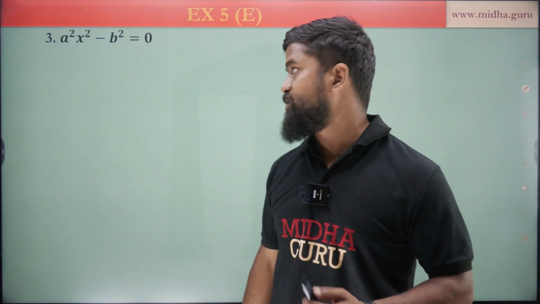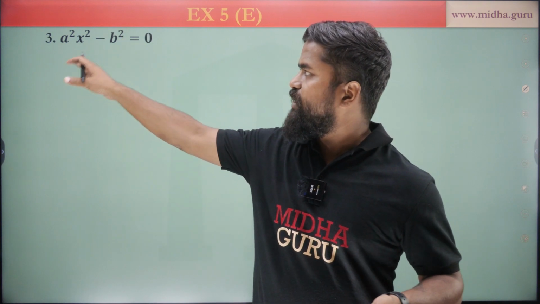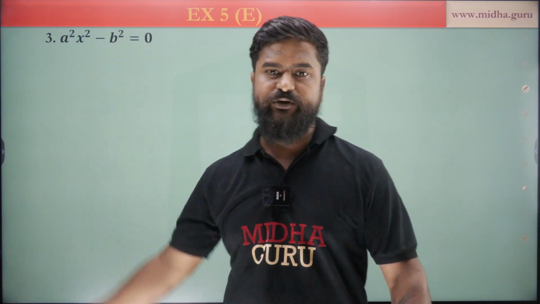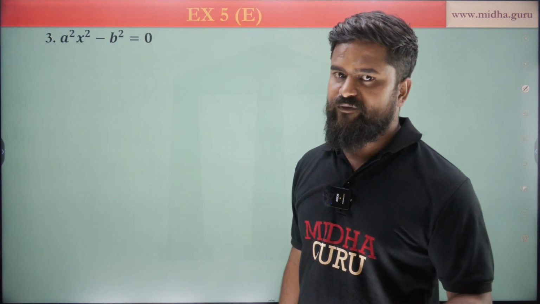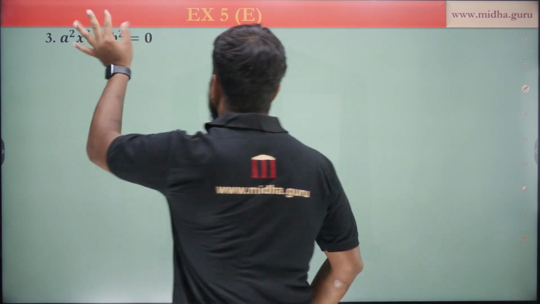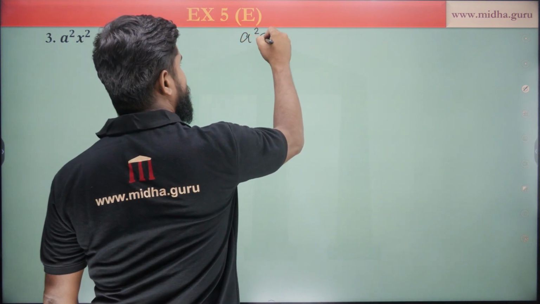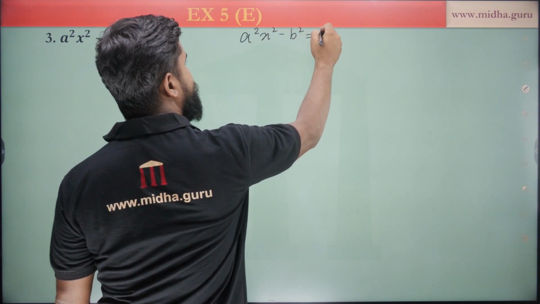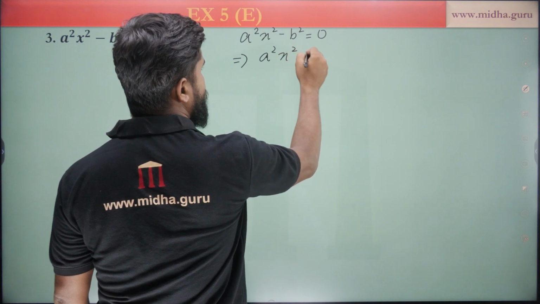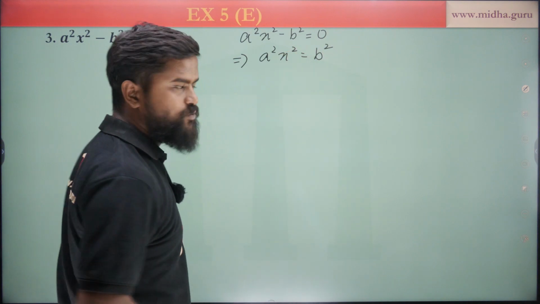Now moving on to the next problem, we have a²x² − b². Here in this particular question, you don't even need the concepts of quadratic equation. You just need to have maths in your brain. So if I am supposed to solve this equation, it is a²x² − b² is equal to 0. What I'll do is I'll just take b² to the other side. It's a²x² is equal to b².